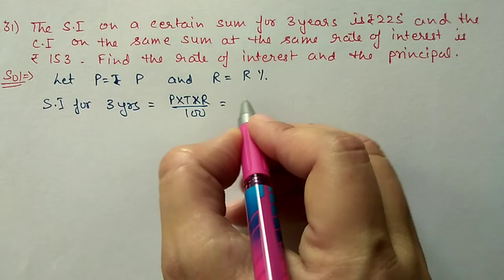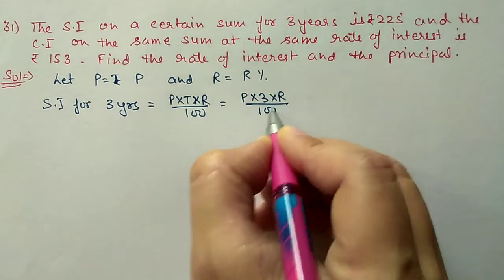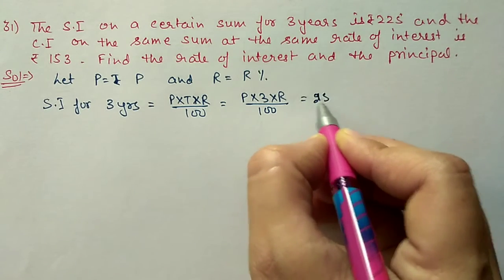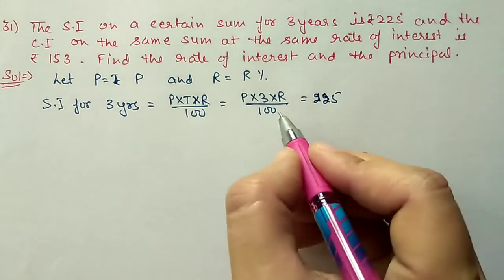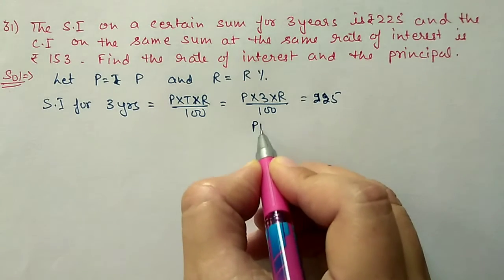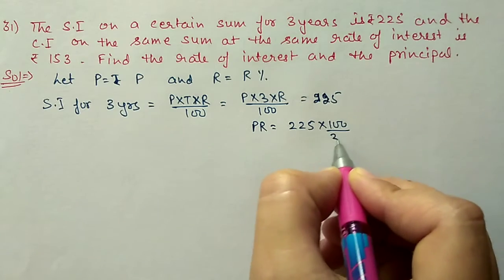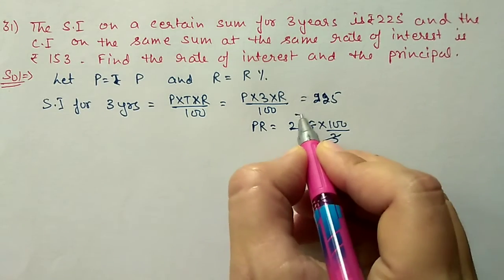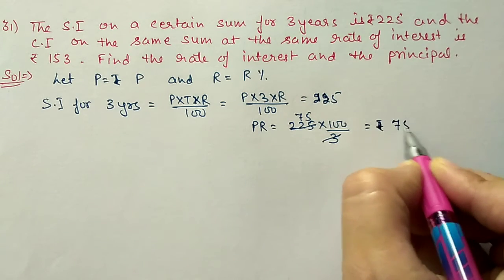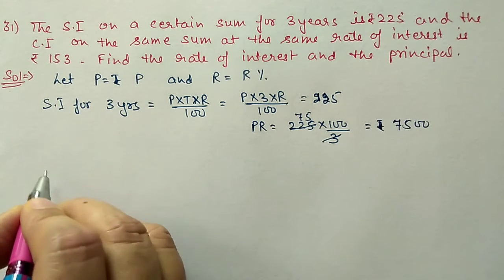P we have taken P, time is 3 years and R we have to calculate, by 100, and this is given equal to 225 rupees in the question. So we can shift this 3 to the other side. So we will get PR is equal to 225 into 100 divided by 3. So with 3 we can cancel 75 and 3 times. So PR value is 7500.